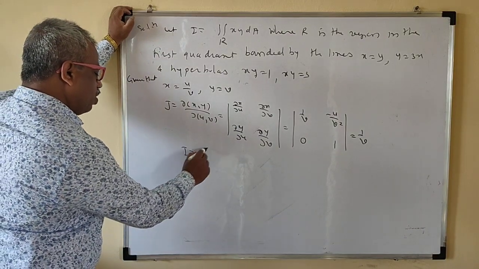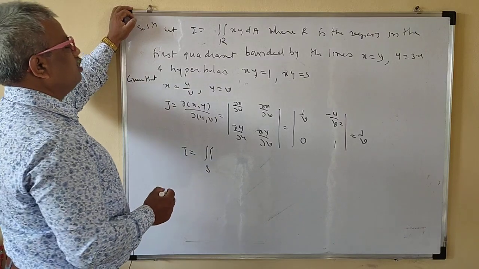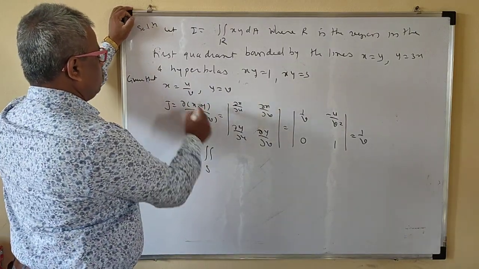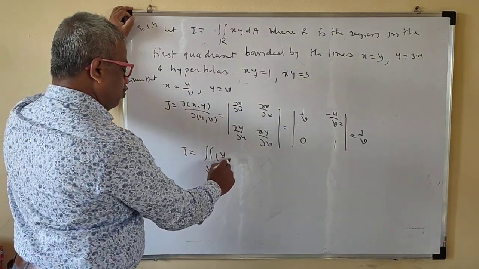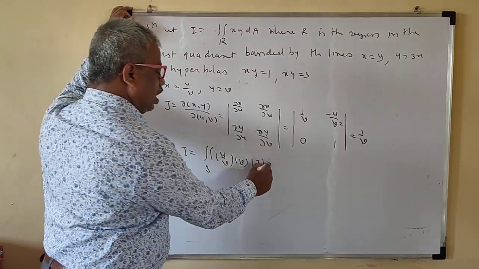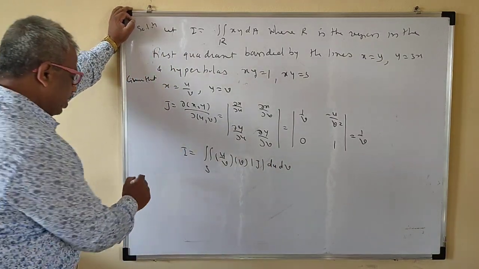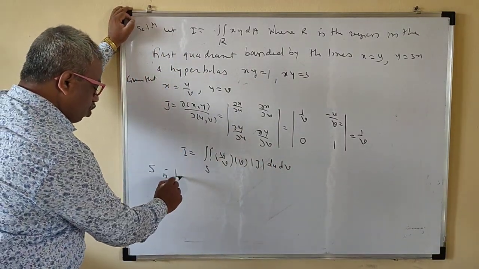Then your I will be the double integral over S of xy, where x is u upon v and y is v, times the mod of the Jacobian. I can write here du dv or dv du, doesn't matter, where S is bounded by.